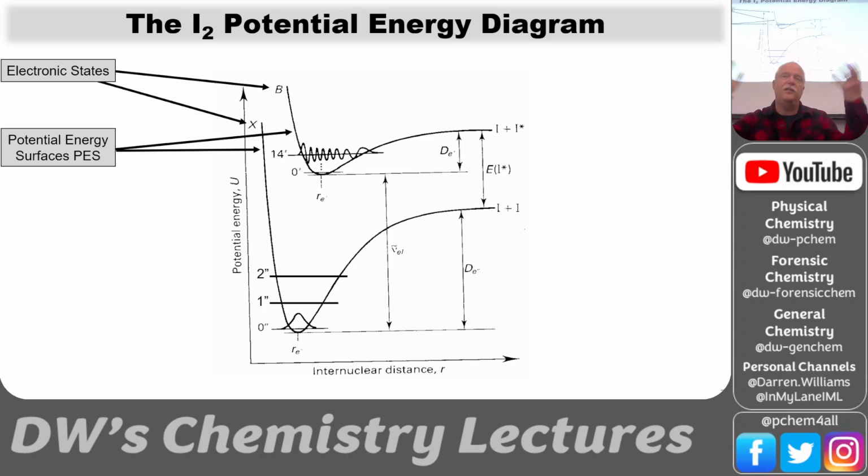And because we have a potential energy surface, we're actually plotting it versus internuclear distance. Now, we can only do that in a diatomic sense because we have one dimension, the bond length, and the energy associated with that bond length. But when we get to a bigger molecule like benzene or something like that, this really is a potential energy surface.